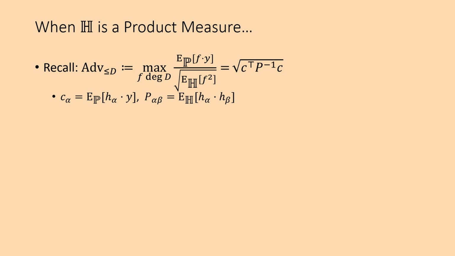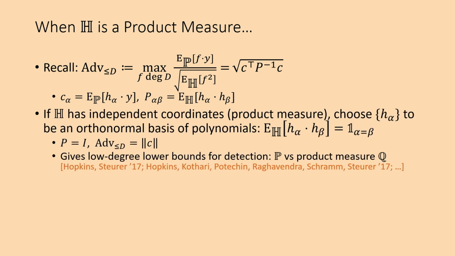OK, so this is just recapping the goal so far. We had this explicit formula. So if it turns out that the distribution on the bottom has independent coordinates, for example, Gaussian 1/2, right? So if this is a product measure, then, remember I get to choose any basis I like in which to expand my f in the first place. If I decide to choose an orthonormal basis of polynomials, orthonormal in this sense, then something great happens, which is that P is just the identity matrix by definition. And so this advantage just is the norm of the C vector, which is now a very explicit thing I can compute.